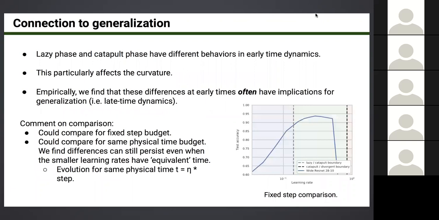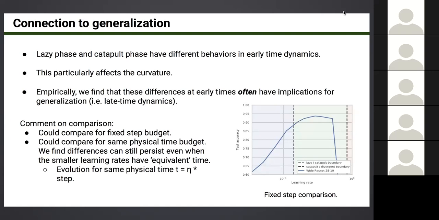And finally, how does this connect to generalization? Coming back to the point about being motivated by performance that I mentioned early in the talk, these two different phases greatly affect the final curvature. We found that these differences at early times often have implications for late time dynamics, even for finite width models, where you don't necessarily have control on the late time dynamics unless the model is pretty wide.